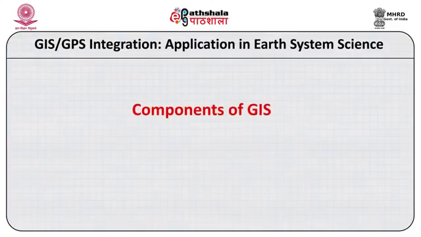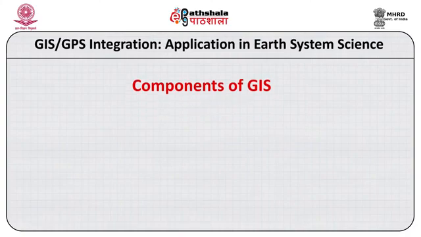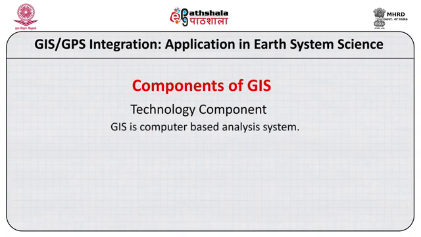Now we will discuss the different components of GIS. The important components of GIS are: number one, technology component. It is clear from the preceding paragraph that the GIS is a computer based analysis system. The actual machinery is called hardware and instructions are called software.